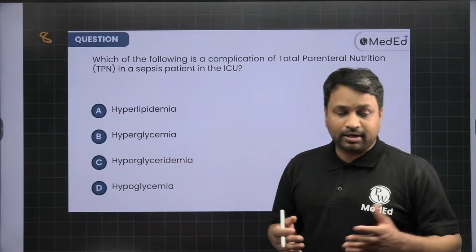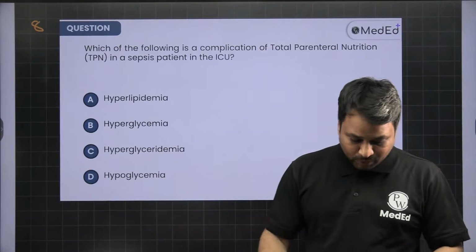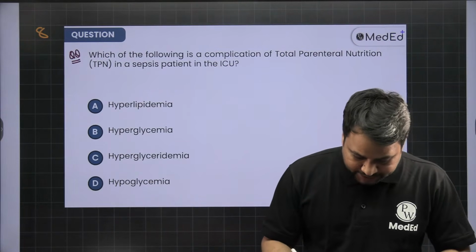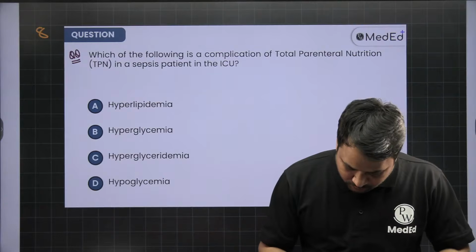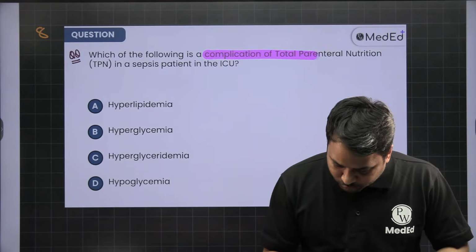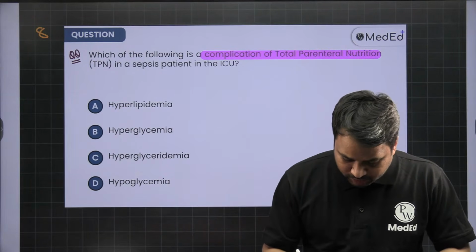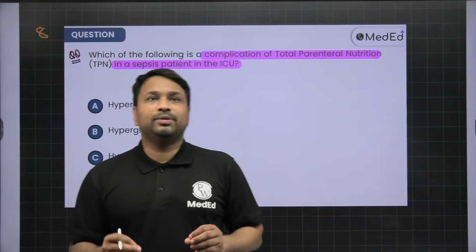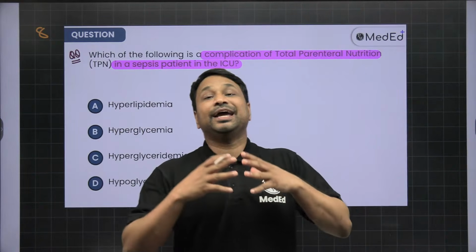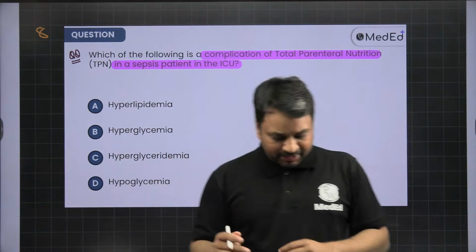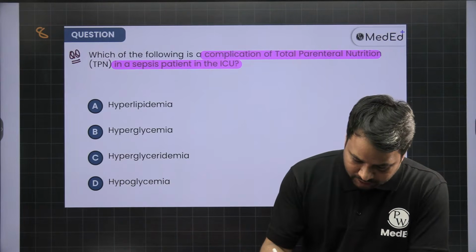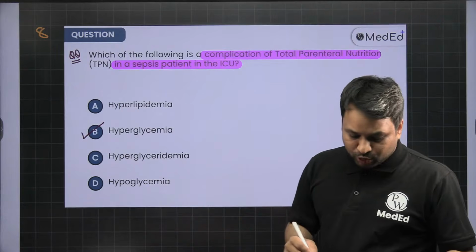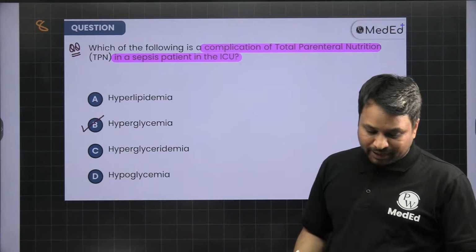Okay, question number 8. Now this is a very important question. You can put it like a double question mark. The question says, which of the following is a complication of total parenteral nutrition, which has been given to a sepsis patient in ICU? Remember, the overall most common complication of TPN is excessive feeding, and that will result in hyperglycemia. That is going to be hyperglycemia. So this is the single best answer that you should get in terms of total parenteral nutrition.